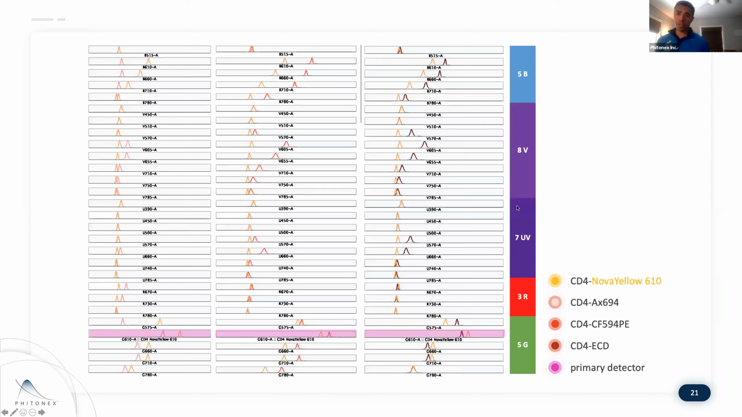The other one that honestly became a star dye for us is this NovaYellow 610, right? So what we did is compare this, in this case, to Alexa 694, PE-CF594, PE Dazzle, an incredibly bright dye, and then this ECD dye from Beckman. And we said, well, how does this label now stack up? And what we found is in the primary detector, it's as bright or brighter than each of these commercially available fluors. But notably, it's also a lot cleaner, particularly in the violet, as you can see across all of these different plots, right? So you could open up the violet.